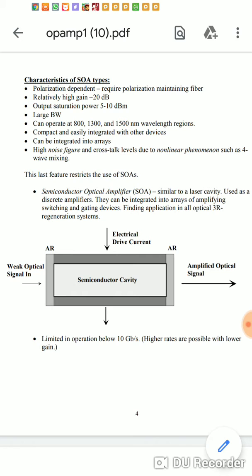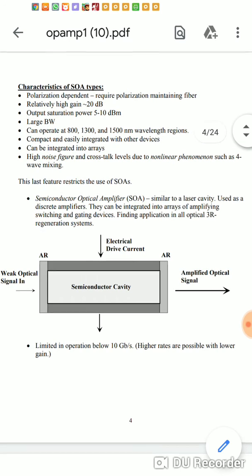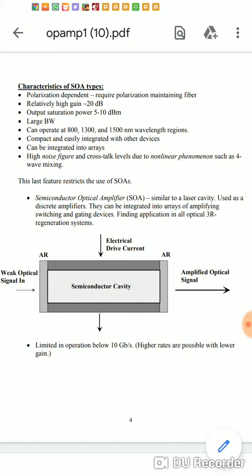The last disadvantage is the high noise figure and crosstalk levels due to non-linear phenomena such as wave mixing. The main disadvantage is the high noise figure. Noise figure is the ratio of SNR of input to SNR of output. So we get a high noise figure in this, and crosstalk levels are also more. This last feature restricts the use of semiconductor optical amplifier.